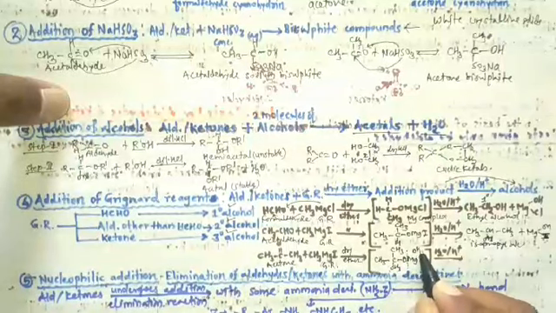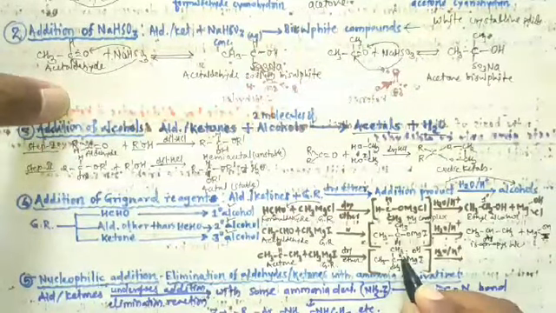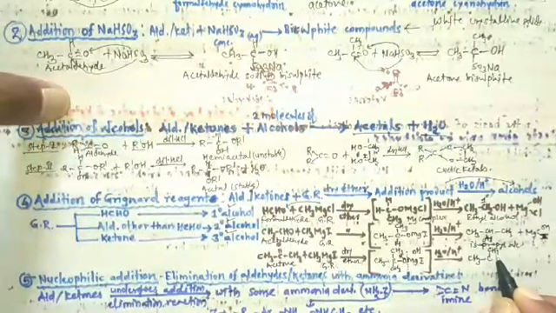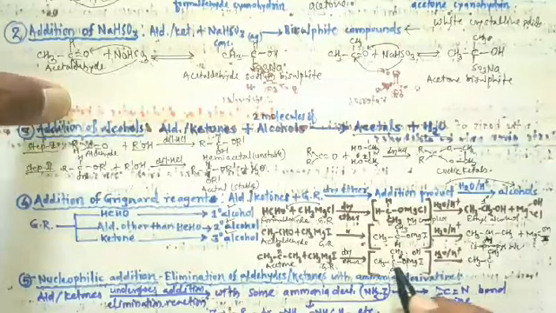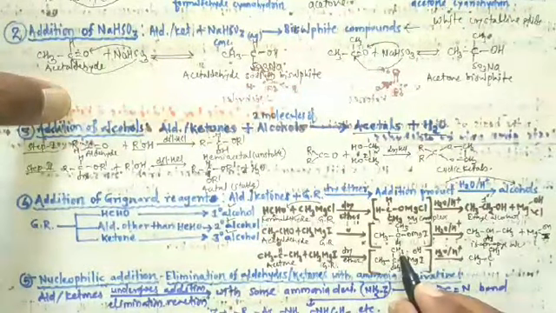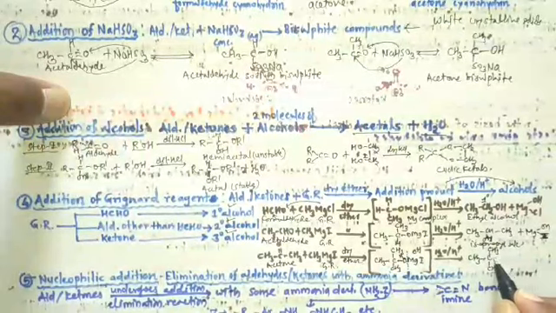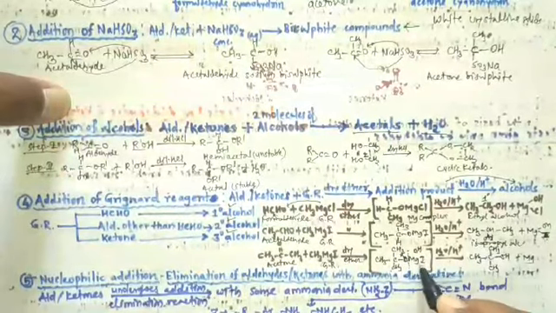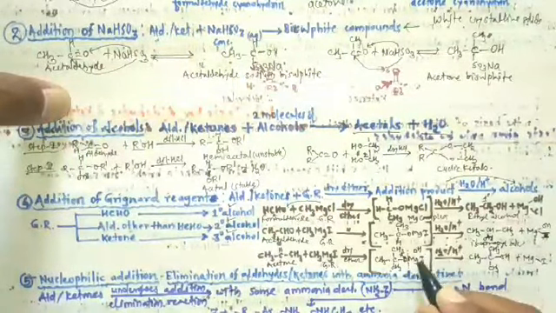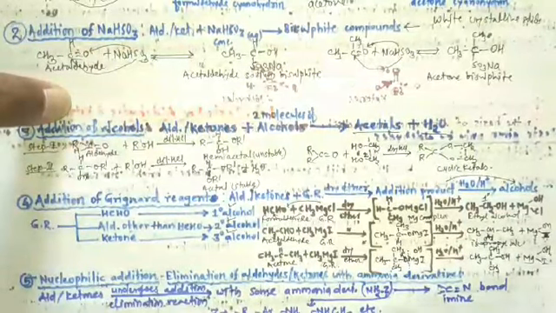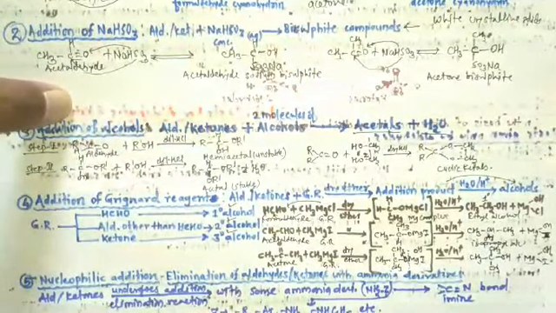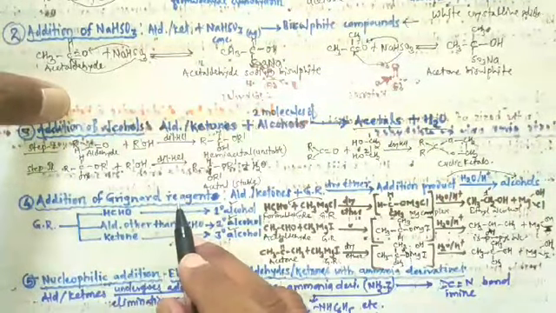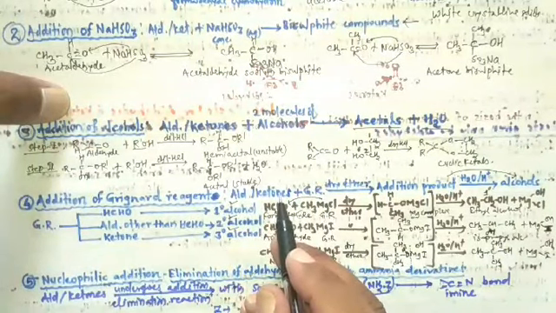Thus the magnesium complex is formed, and on acid hydrolysis, with OH and H, the compound formed is a tertiary alcohol, (CH3)3C-OH, and the byproduct is Mg(OH)I. So thus we completed how the addition of Grignard reagent takes place in aldehydes and ketones.